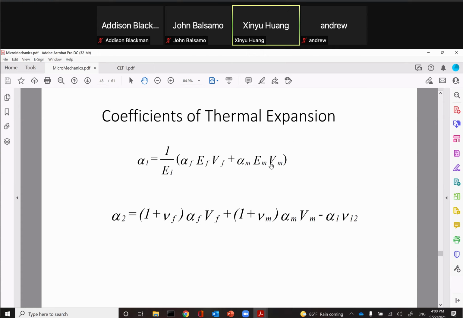Okay. So if I give you all these constituent properties and volume fractions, and I ask you to estimate the thermal expansion for this lamina in the one direction, you just pick the property and stick it into this equation, and you get your results. It should be pretty close. The thermal expansion in the one direction should be estimated pretty closely. It's similar to E1.